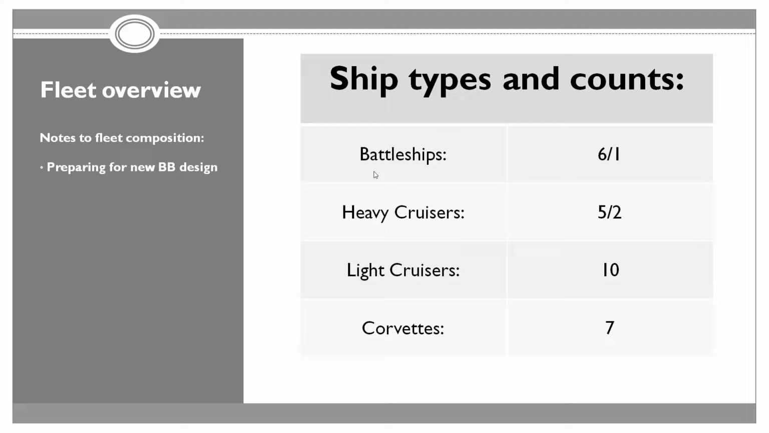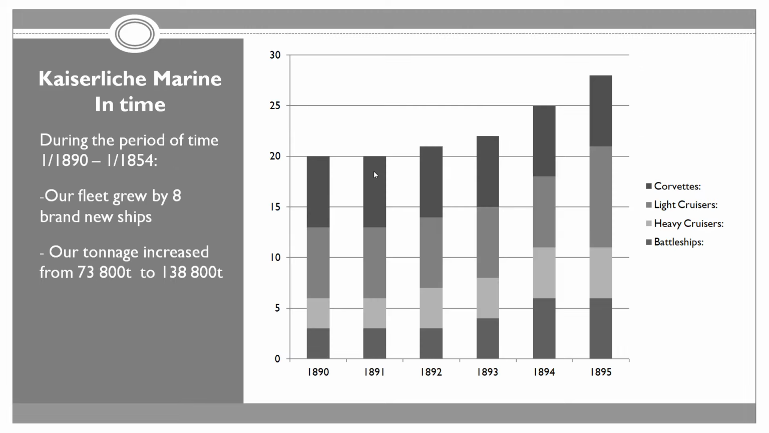We've actually finished, I think, a new heavy cruiser last year, and we're still building two, and we finished three of our light cruisers, so we now have 10. No change in the amount of corvettes. This is another new slide that I have added, which shows you the growth of the fleet over time.